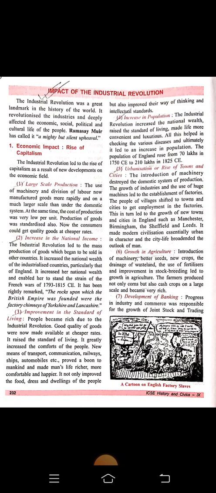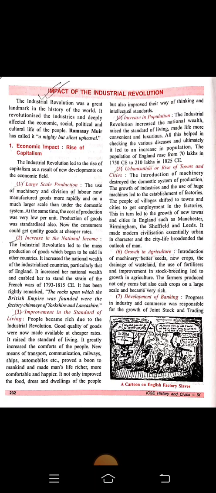Number 4, increase in population. The Industrial Revolution increased the national wealth, raised the standard of living, and made life more convenient and luxurious. All this helped in checking the various diseases, and ultimately it led to an increase in population. The population of England rose from 70 lakh in 1750 CE to 210 lakh in 1825 CE.